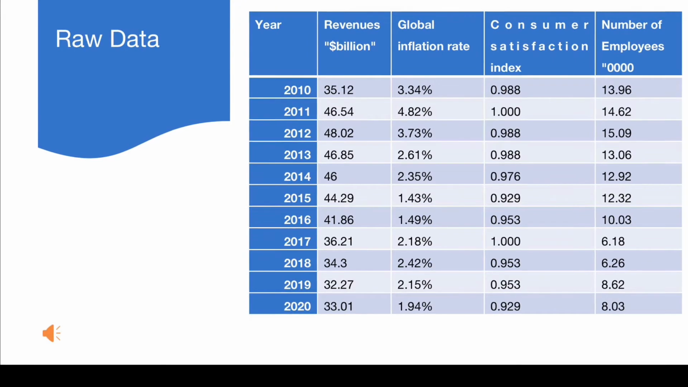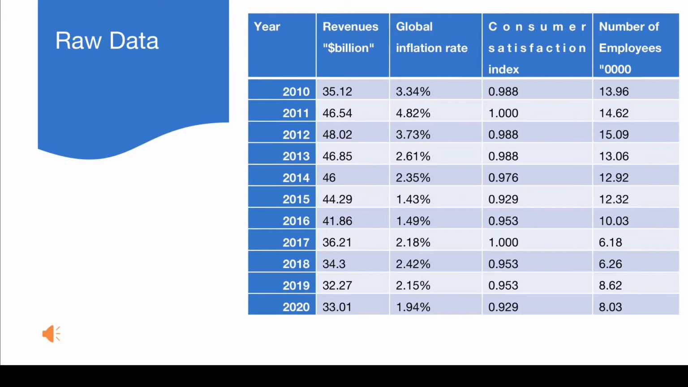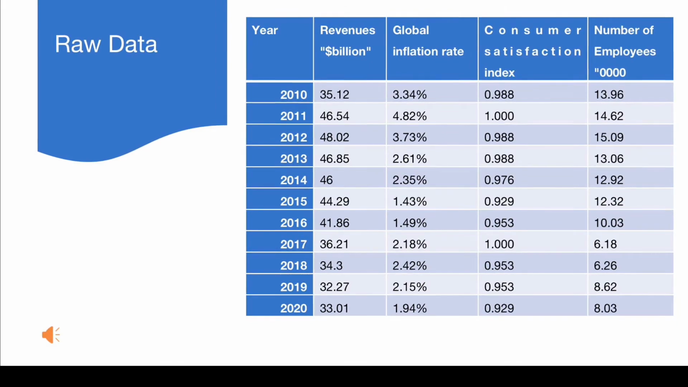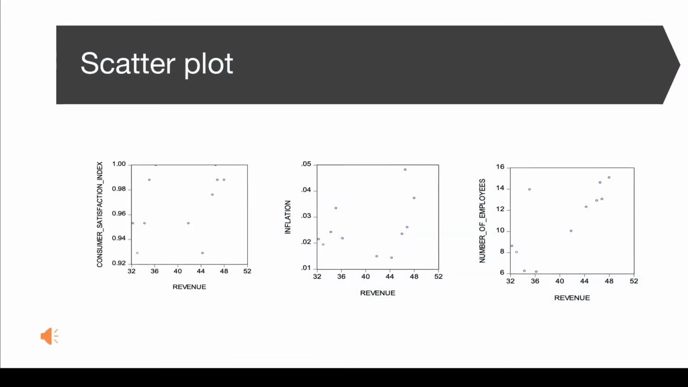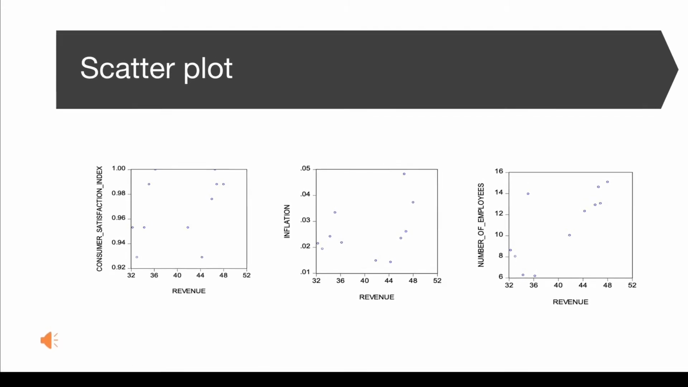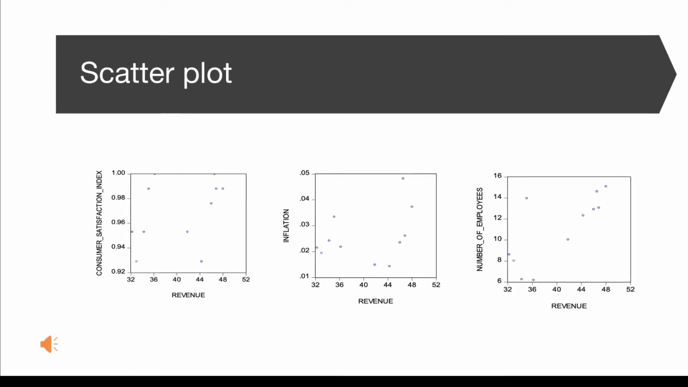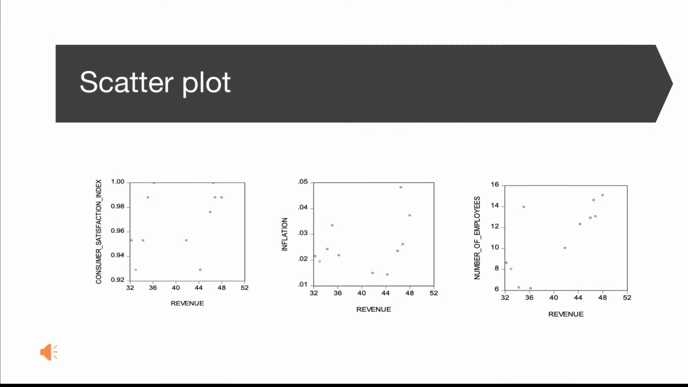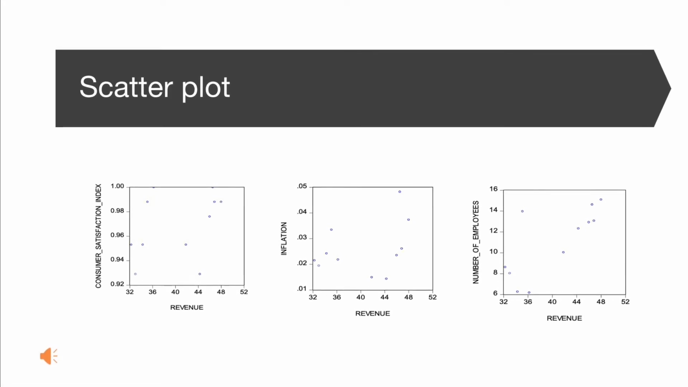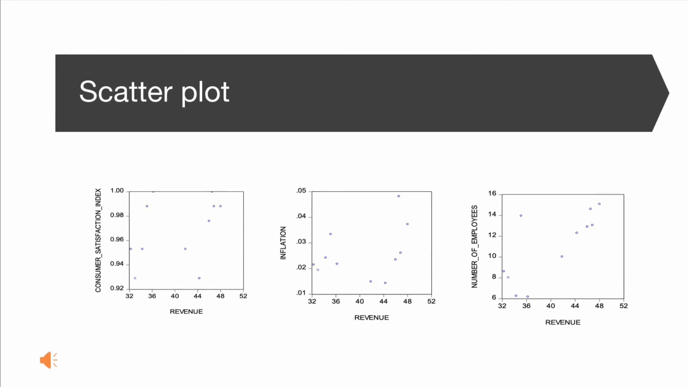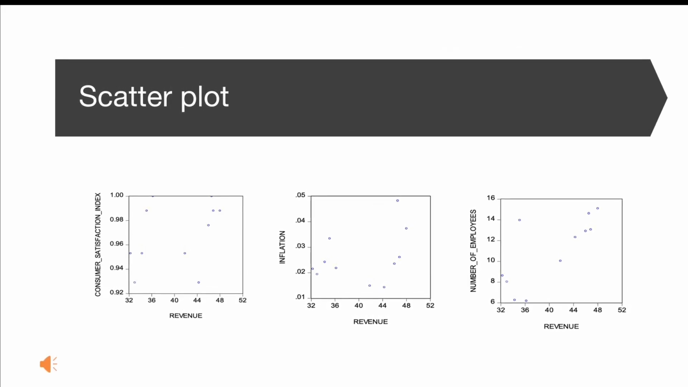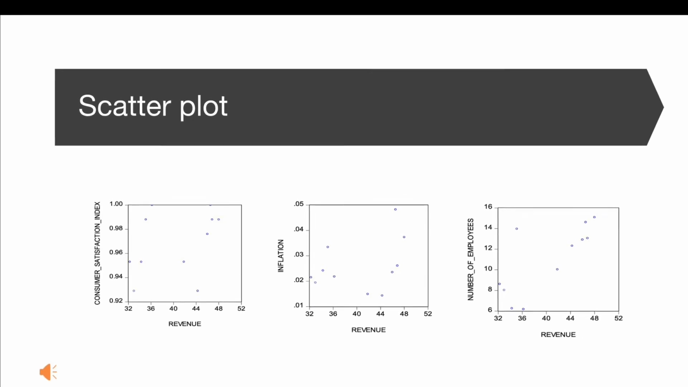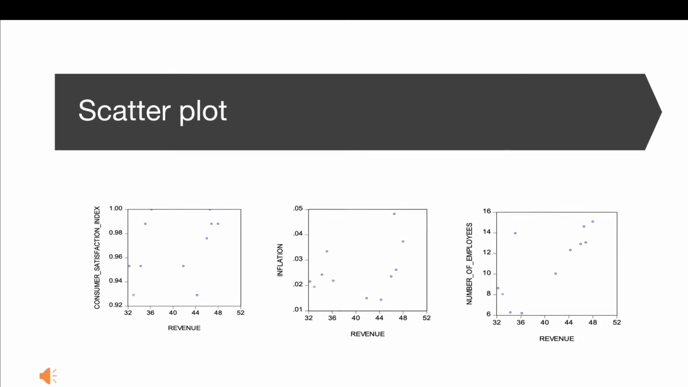This table shows the raw data collected from the various data sources. About this table, we should pay attention that the revenues are given in billions and the employees are given in tens of thousands. Now let's see the next slide. About this slide, we can see this diagram here. The diagram shows, number one, a positive linear relationship between the revenues and the number of employees. It's very clear. Where the global inflation rate increases, the revenue decreases, so there is a negative linear relationship between these two. Also, there is a weak positive linear relationship between the revenues and the consumer satisfaction index. We can all see it here in the diagram. Now let's see the next slide.